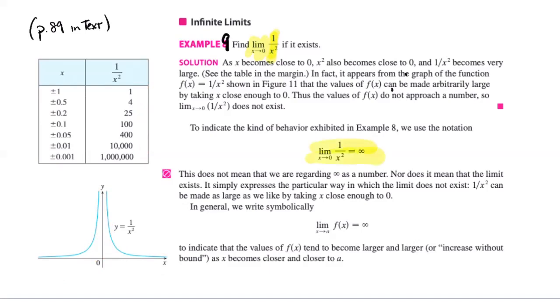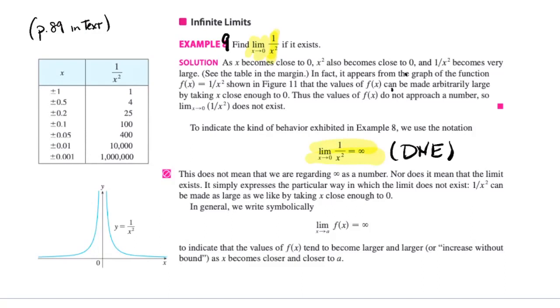So the author is going to write something like this. The limit as x goes to 0 of 1 over x squared, is infinity. So this is just another way of saying the limit doesn't exist, but it's more precise. It doesn't exist in the sense that the values are getting larger and larger and larger. So that's what we mean by an infinite limit. It's not a number. Infinity is not a number.